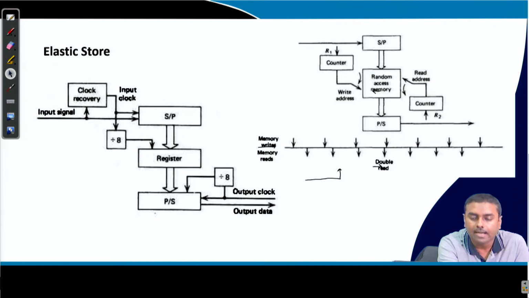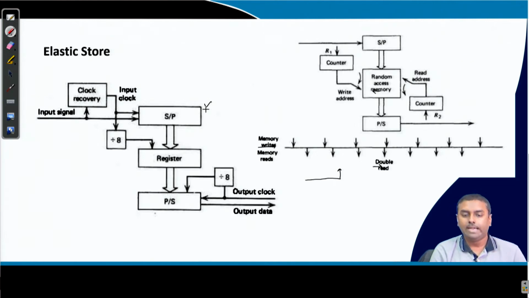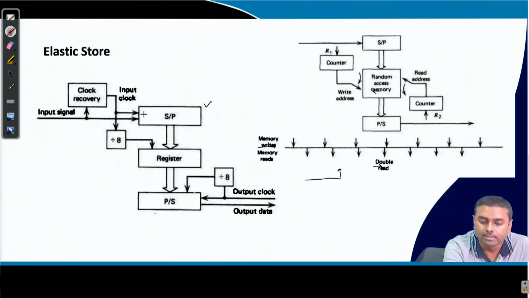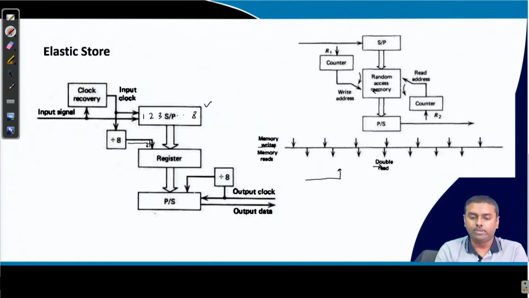First, this data is converted from serial to parallel. You keep a shift register that keeps storing the data bit by bit, so bit number 1, 2, 3 like this, and all 8 bits will be stored over here. Once they are stored, then with this clock, whether it is the trailing edge or leading edge, whenever the divided-by-8 clock occurs, that means the byte boundary is identified.